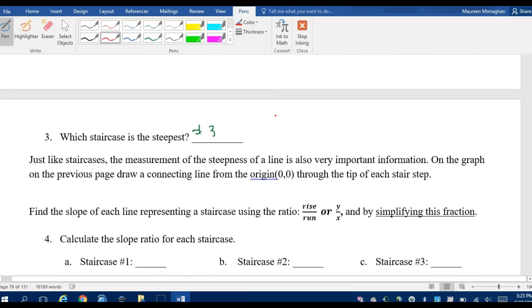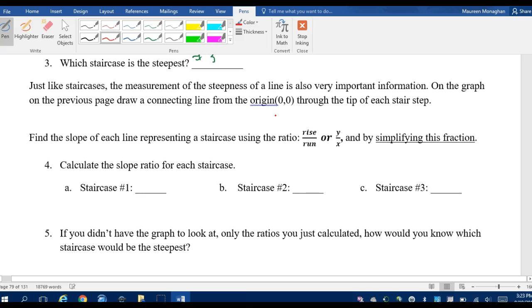And then it says, find the slope of each line representing a staircase using the rise over run, or y over x, and by simplifying this fraction. Okay, so staircase 1 was 5 over 5. And we have to simplify that, which would give us a 1. Staircase 2, that was in blue, and that was 3 over 8. Nothing to simplify. And the last one was 6 over 4, which can be simplified to be 3/2.